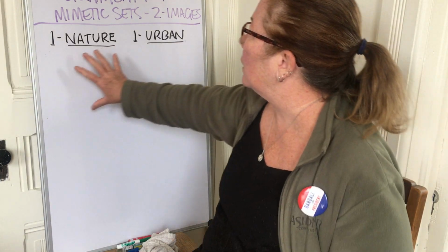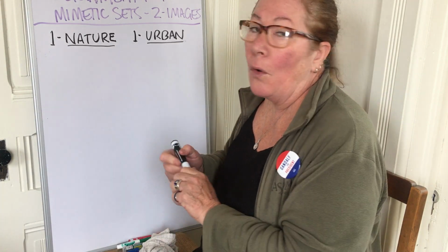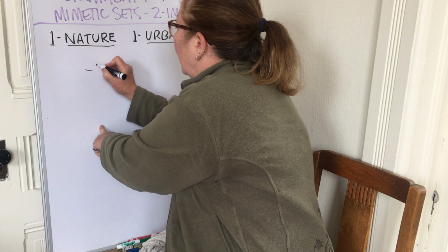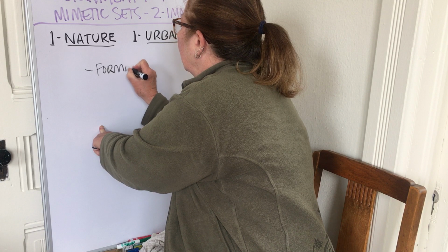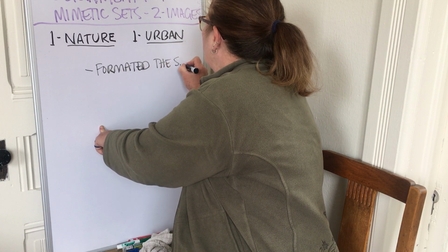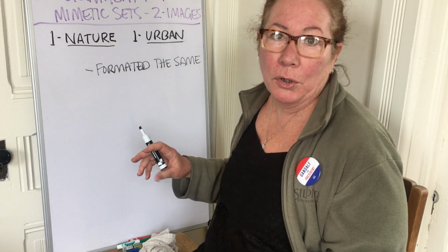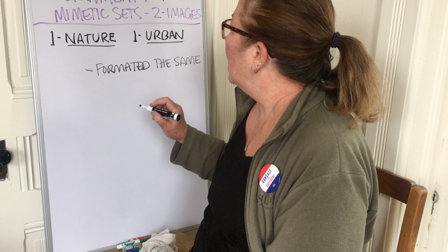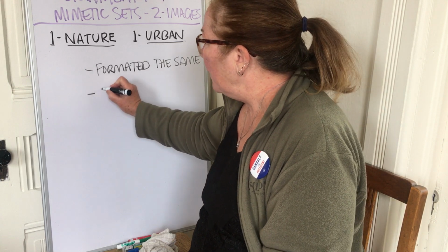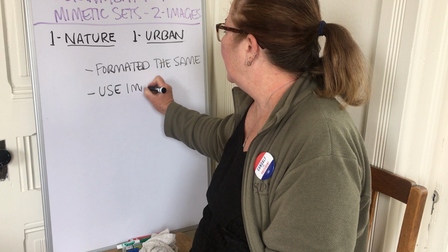I'm telling you, you need one nature, one urban, right? They need to be formatted the same. Right, so the two photographs need to be either both horizontal or both vertical in format. And I want you to use your imagination. Get creative.